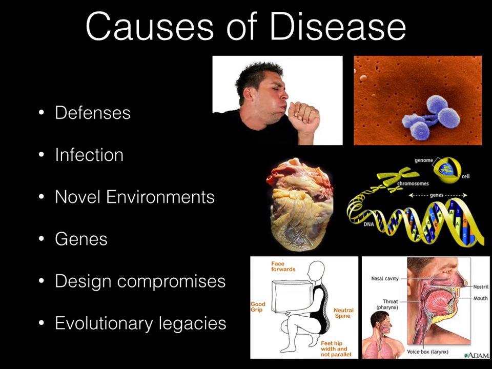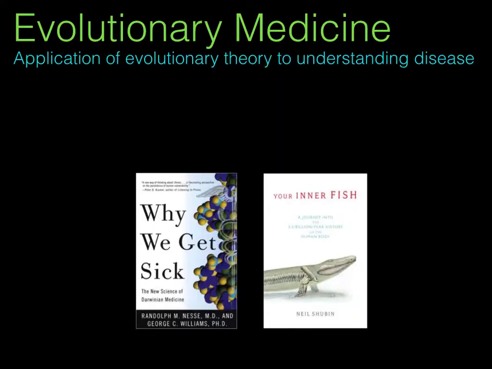And if you're interested in this more broadly, I'm basically discussing what we call evolutionary medicine, and this is applying evolutionary theory to understanding disease. And evolutionary theorists who study medicine, particularly in humans, really do have to use all of these different perspectives. And both of these books are a great read if you are interested in these topics.